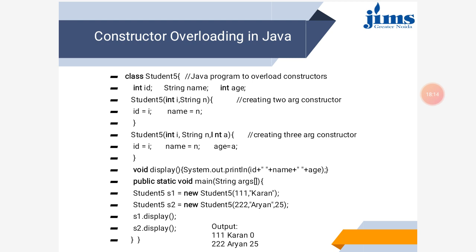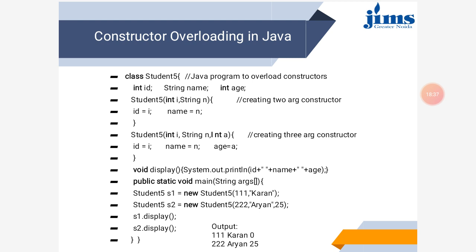So there is one main method, and the main method is creating two objects, object s1 and object s2. Now in the first object creation, we are mentioning the class name and passing only two values. It means we are passing only two arguments.